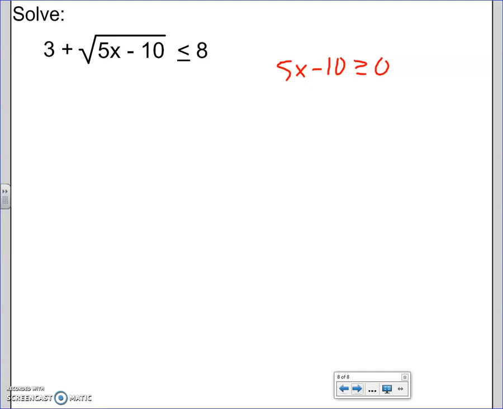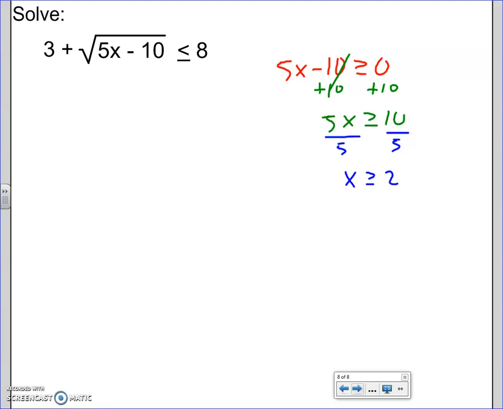So you solve this pretty easily. Basic algebra, plus 10, plus 10. 5x greater than or equal to 10. Divide by 5. You get x greater than or equal to 2. That's going to be part of my answer. There's no more radicals, so I don't have any more side problems. Now I do the main problem.